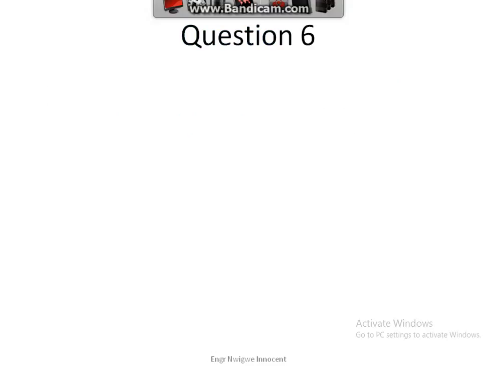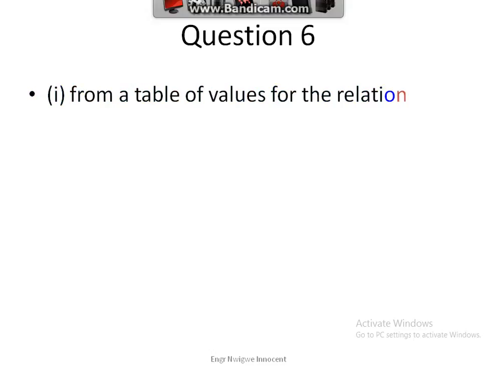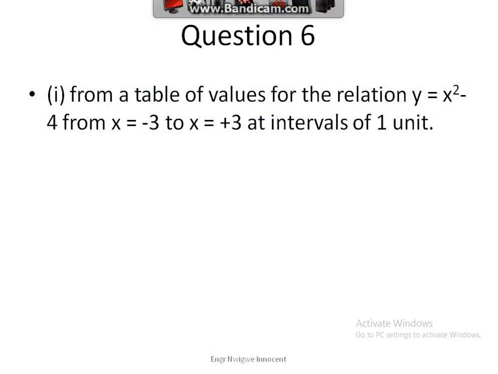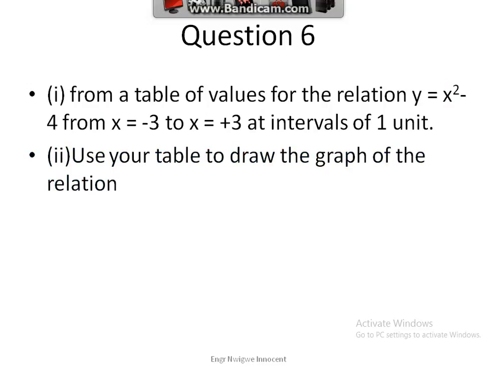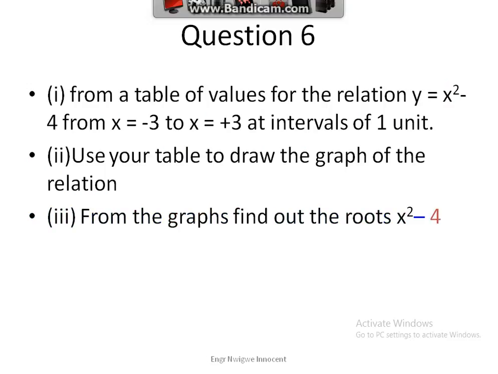Question 6. Form a table of values for the relation y equals x squared minus 4 from x equals minus 3 to x equals plus 3 at an interval of 1 unit. Use your table to draw the graph of the relation. From the graph, find the roots of x squared minus 4 equals 0.